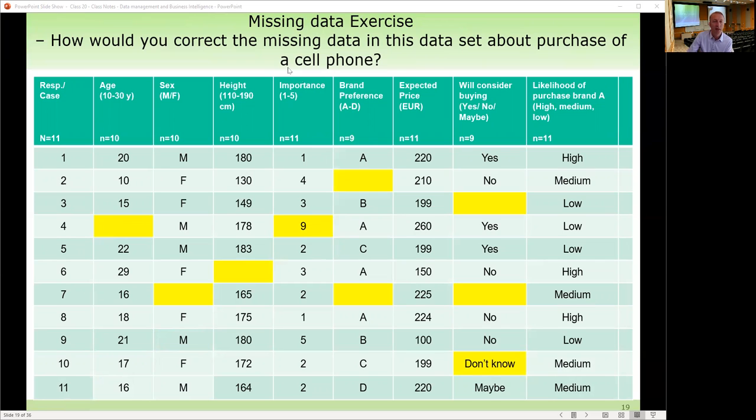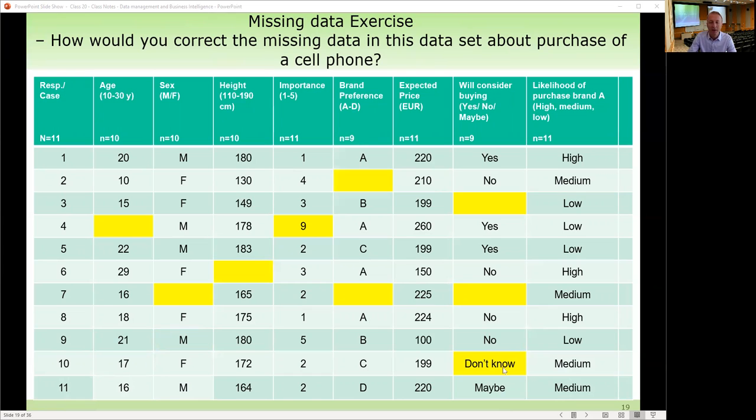You can also see in the importance column where you have number 9, we are asking customers here how important things are between the range of 1 and 5, but then we have a 9 that would be erroneous data, because this doesn't correspond to a number that we would accept as good data. So this is an example of dirty data, not in terms of missing data, but in terms of erroneous data. It's the same thing you see in the column of will consider buying, yes, no, maybe.